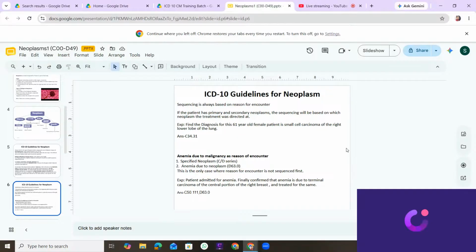So this is the exception rule: when the patient presents for anemia and the patient has a malignancy, and the anemia is related to the malignancy, we code the malignancy code as primary. Then we move to the anemia code as secondary. Example: a patient admitted for anemia, finally confirmed that the anemia is due to terminal carcinoma of the central portion of the right breast, and treated for the same. We code C50.11, which is for the cancer, and D63.0, which is for the anemia.